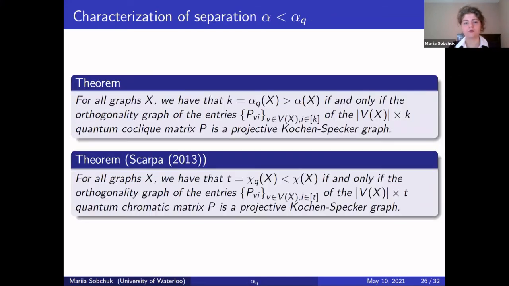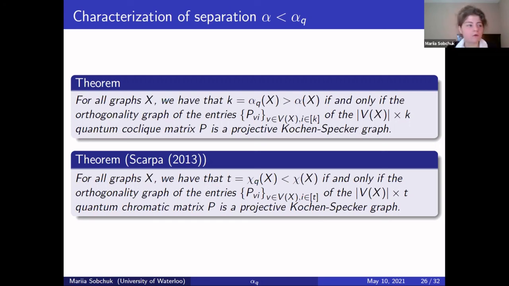And so the characterization that we have is similar to what Scarpa had for the chromatic numbers. What he said is that we have the separation between chi and chi-q if and only if, once we have the quantum coloring matrix and take the projections in that matrix to be the vertices of the orthogonality graph, then we get a projective Cox-Becker graph. And that's an if and only if condition.